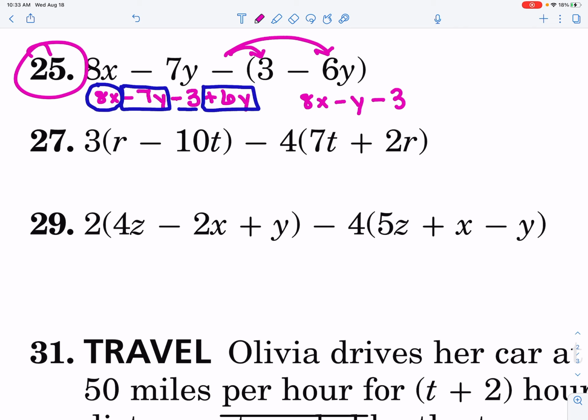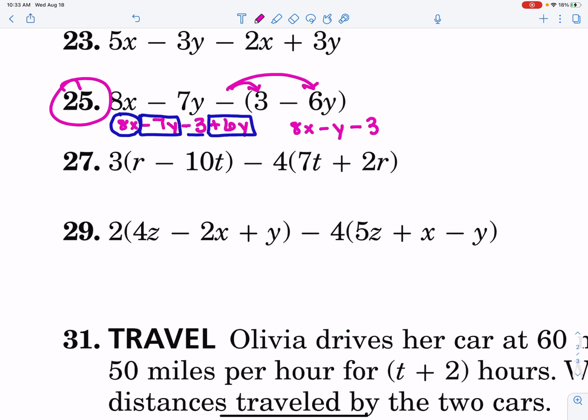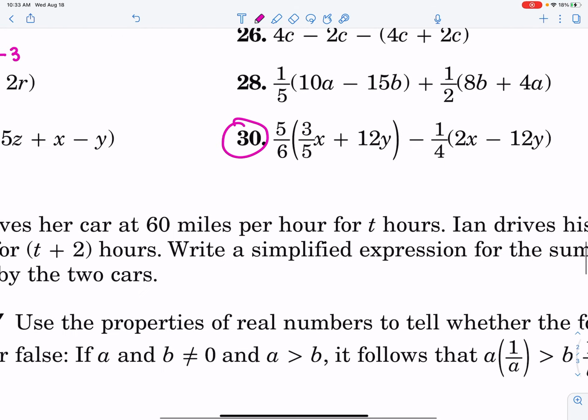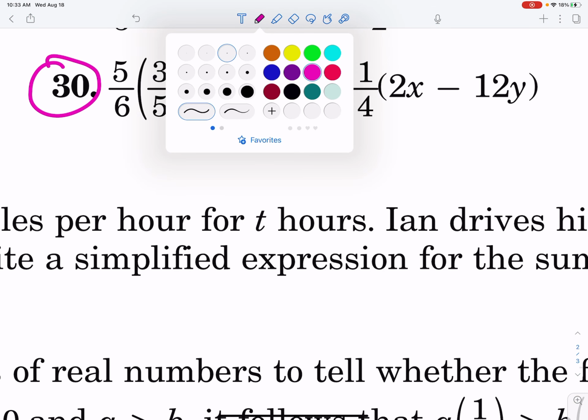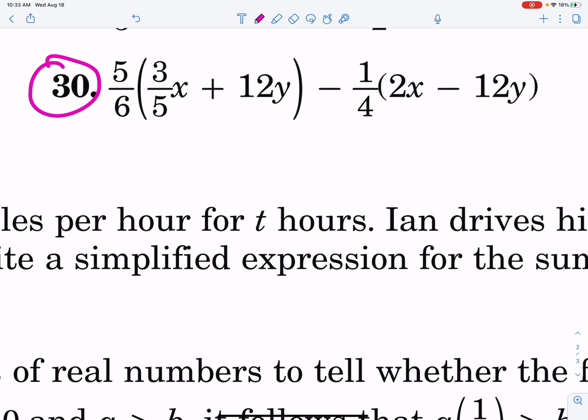All right, now on to number 30. Okay, lots of fractions here, so let's go over this one. On this one, I'm going to use distribution, of course, but I'm going to work with these fractions the way I showed you the first time. I'm going to make every one of these a fraction. On this first one, I'm going to do 5 times 3 and 6 times 5.